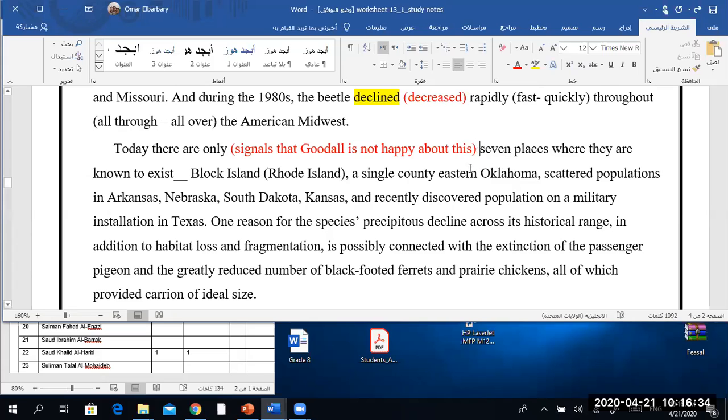Very good. So these are only 7 places, and 7 places, according to Godal, is not a good number here. She's not pleased with this. She's not happy with this. Because these 7 places, although the number 7 can be a lot for some people, right? Yes. But for Godal, it's not something that she is happy with, right? How do we know? From the word "only." Yes, I love you. Very good.